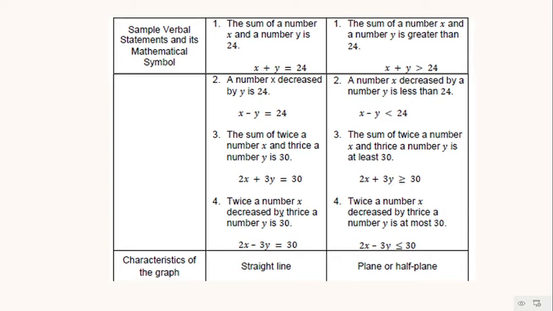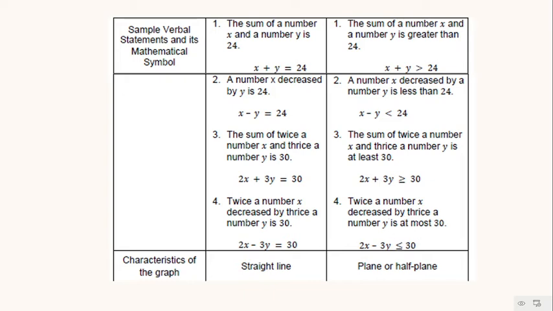Next is twice a number x decreased by thrice a number y is 30. So, ayan, may is na naman siya. So, equal. So, decrease, so minus yung ginamit natin na sign. So, dito naman ang ating clue for linear inequality is yung word na is at most.